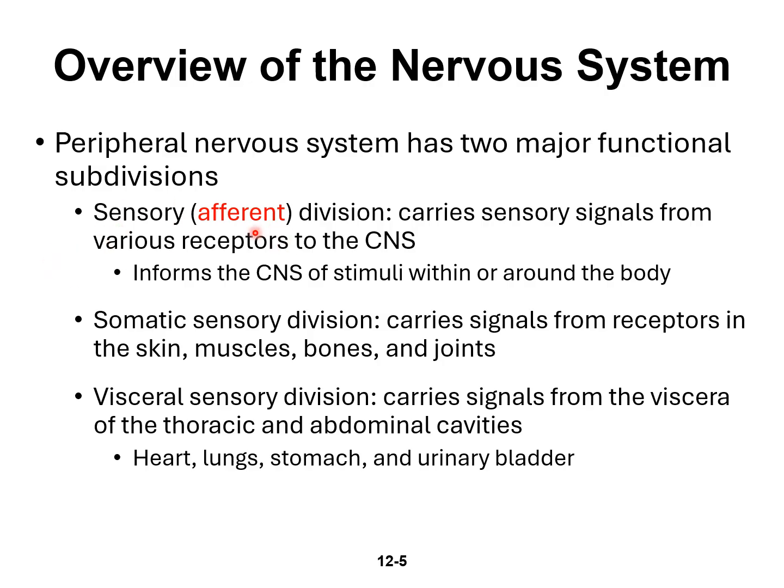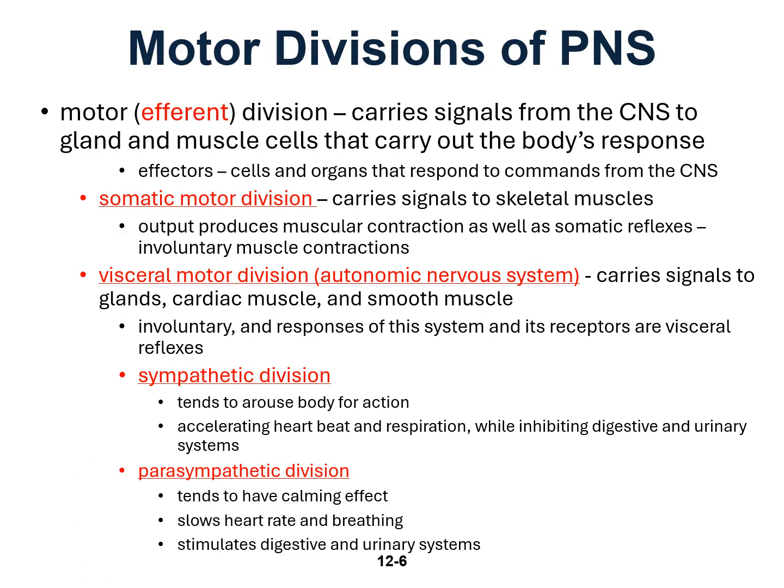So sensory is afferent. You have somatic sensory, which carries signals from receptors in the skin, muscles, bones, and joints, and visceral sensory that carries signals from viscera of the thoracic and abdominal cavities. And every time you hear the word viscera from here on out, it means there is a membrane that surrounds an organ in the thoracic and abdominal cavity. Hearts, lungs, stomach, urinary bladder, they all have these sensory receptors on them. The visceral sensory division carries that back to the brain and the central nervous system.